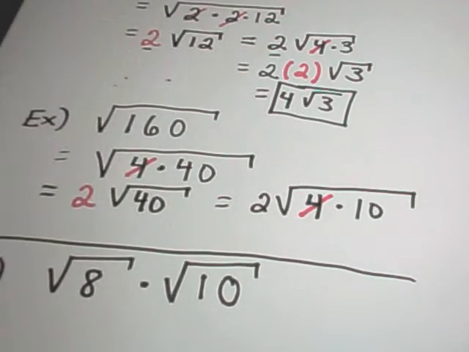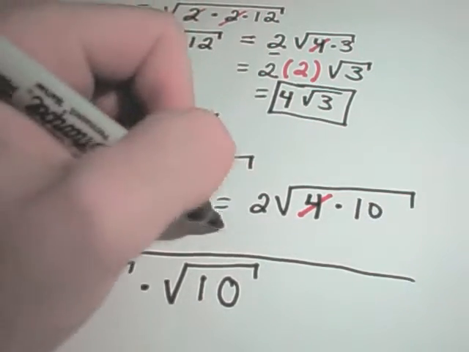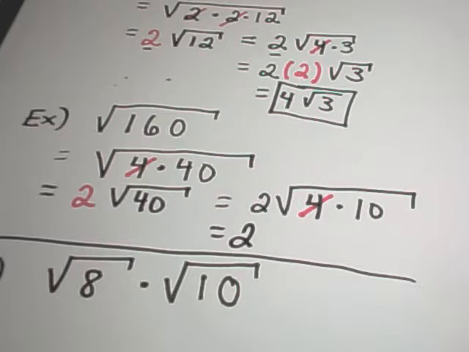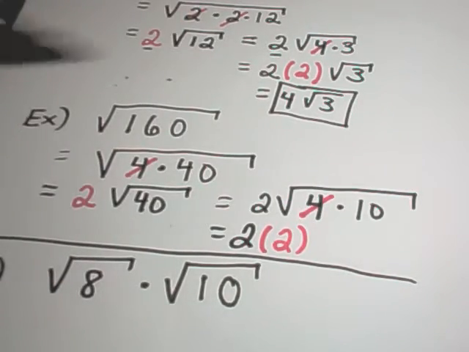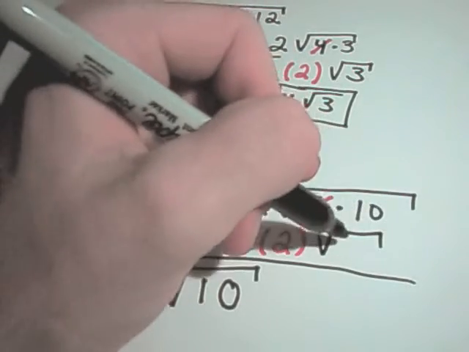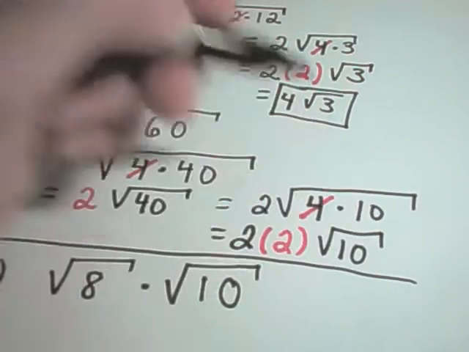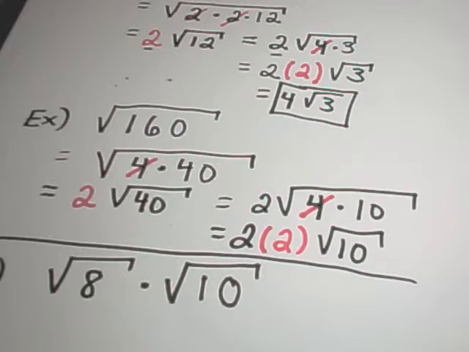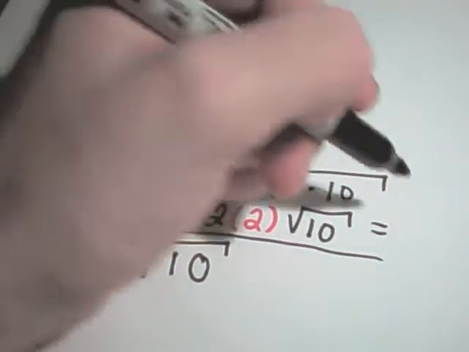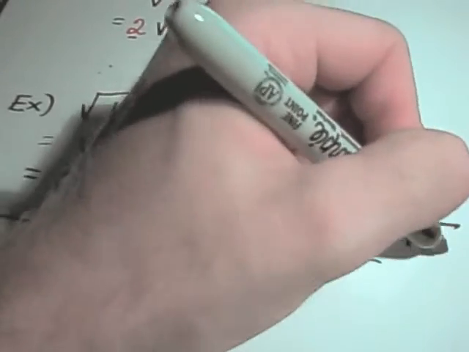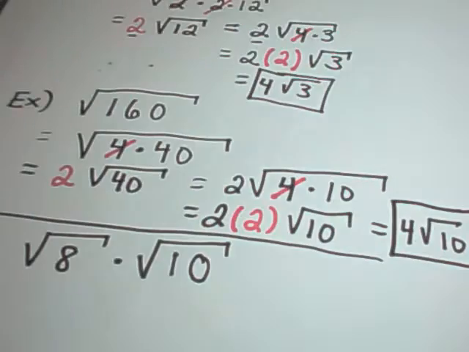I can pull the square root of 4 out in front of the square root, again, as just a plain old 2. And if you think about square root of 10, you can break that down into 2 times 5. Neither one of those are square roots. You can't break it down any further. But I would multiply out front and get 4 times square root of 10 as my final answer.